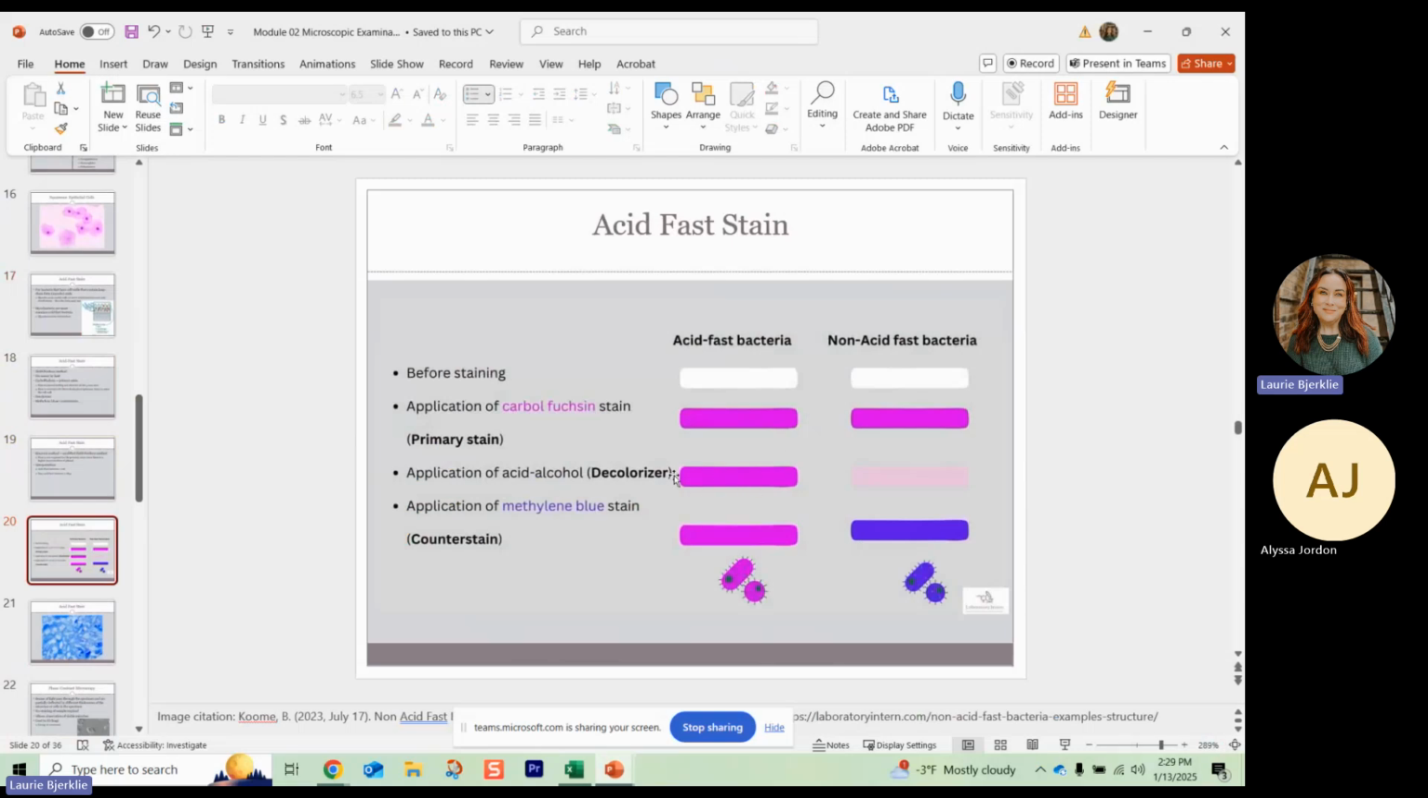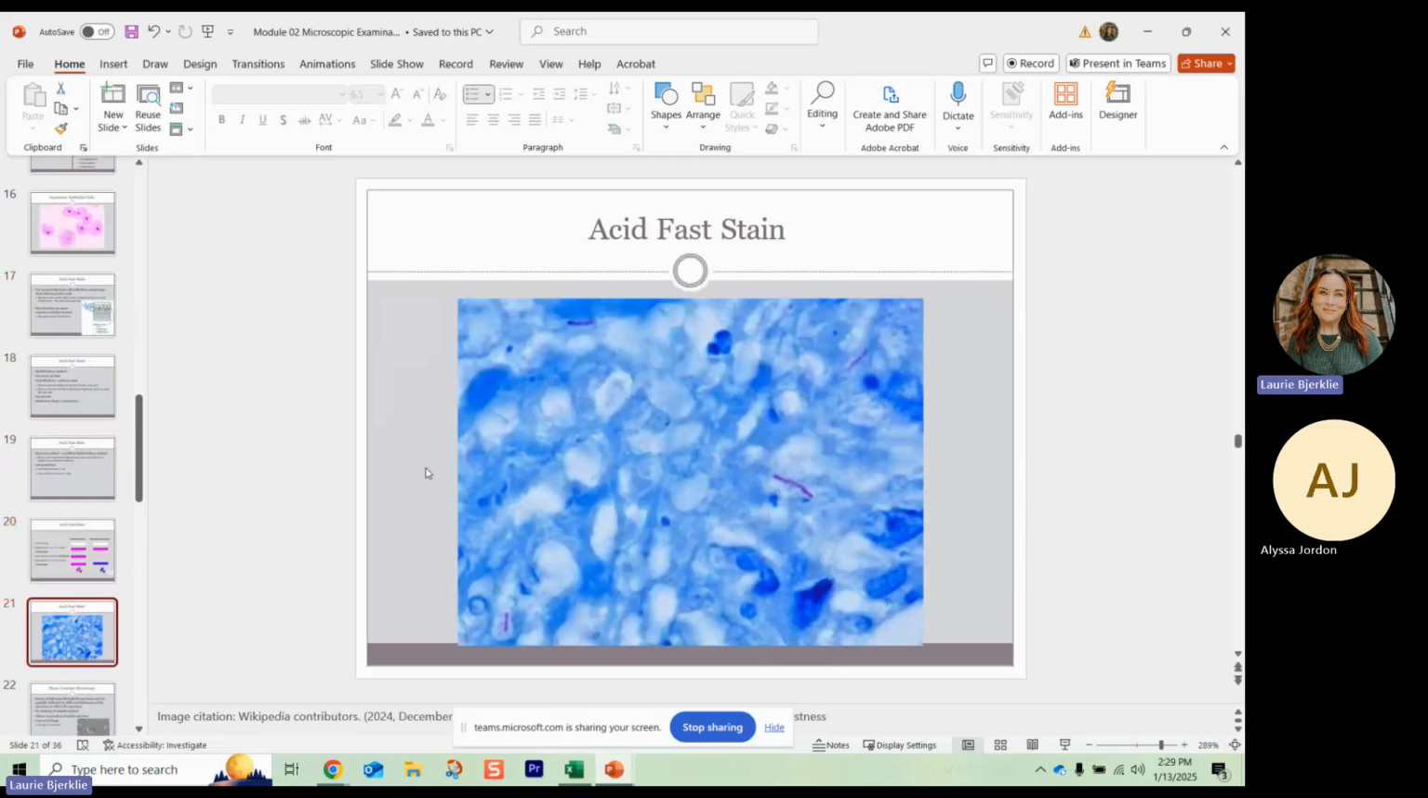Then they decolorize it. Again, acid-fast have really embedded that fuchsia color into the cell wall. So they are acid-fast. They don't respond to the decolorization, whereas non-acid-fast will wash it away. And then when they apply the methylene blue, the acid-fast stay fuchsia still, whereas the others will pick up that blue color.